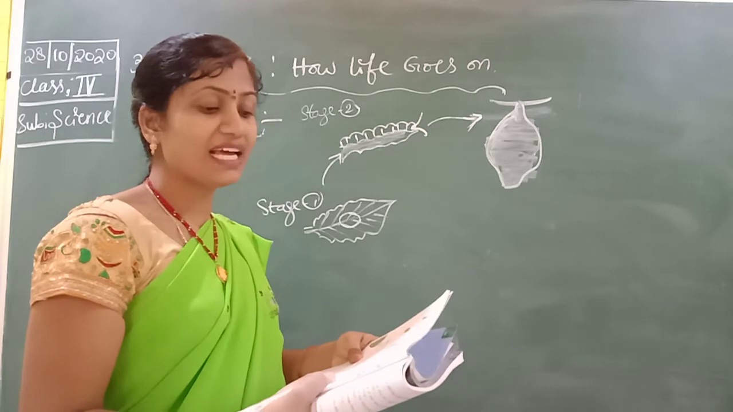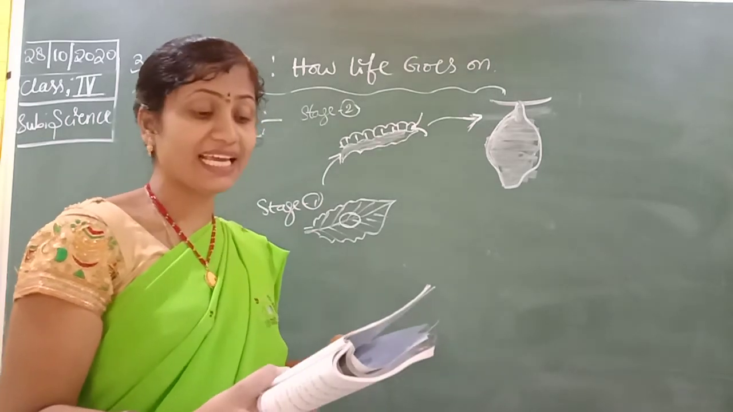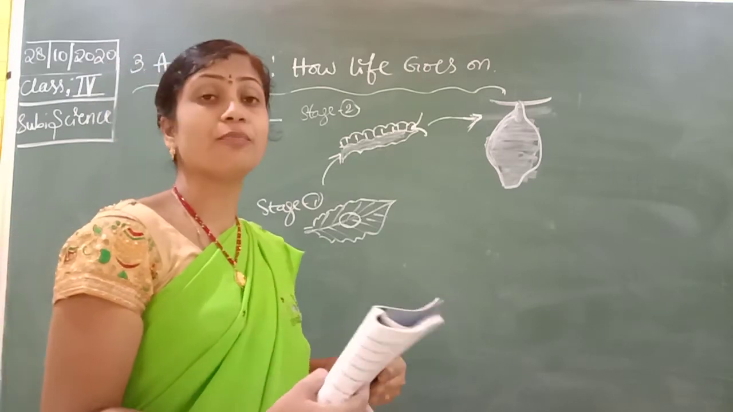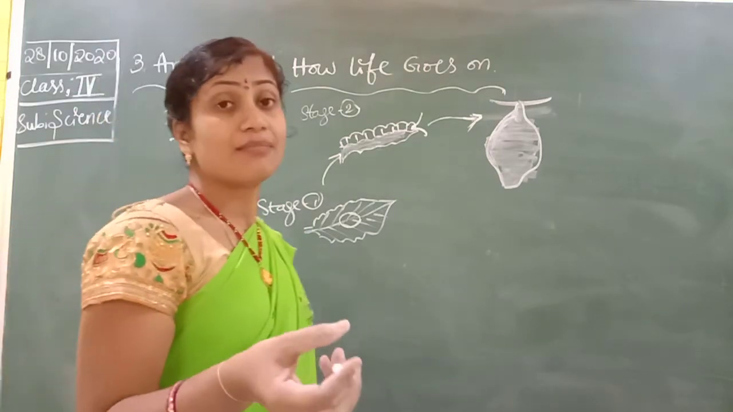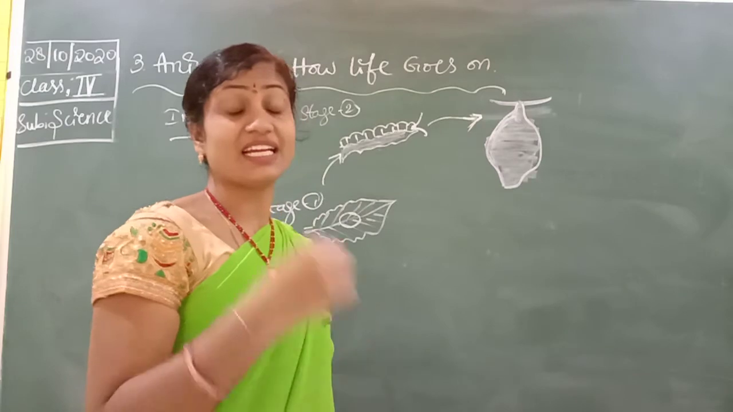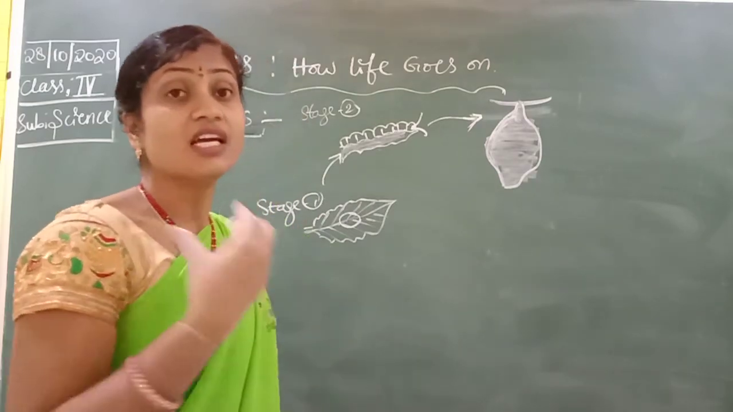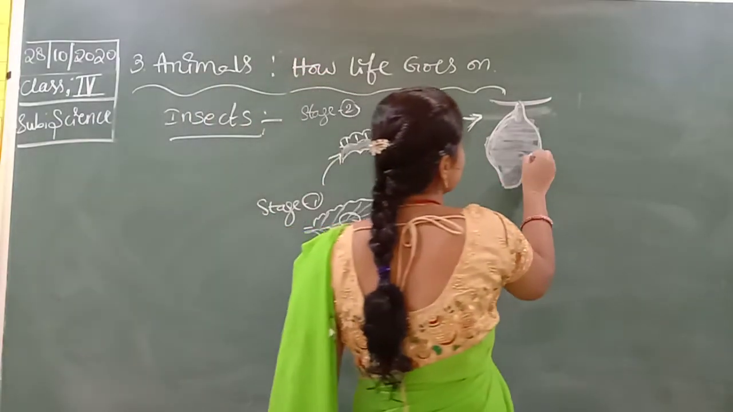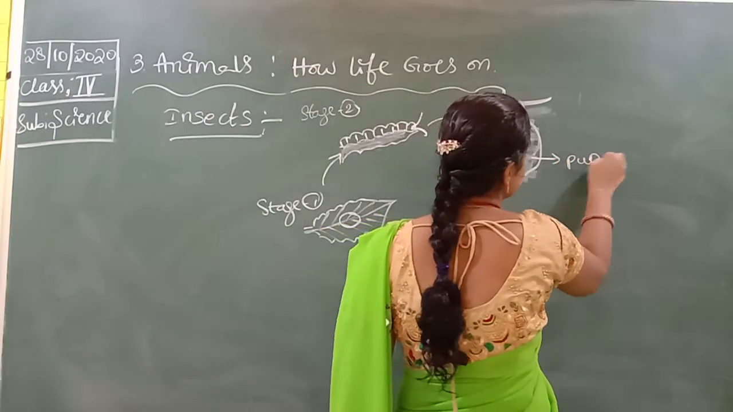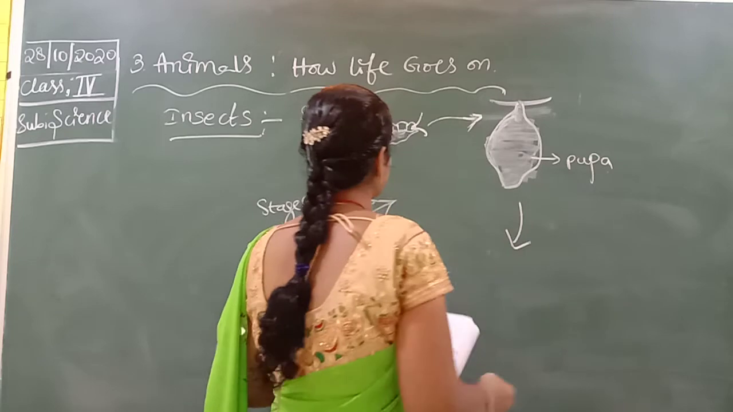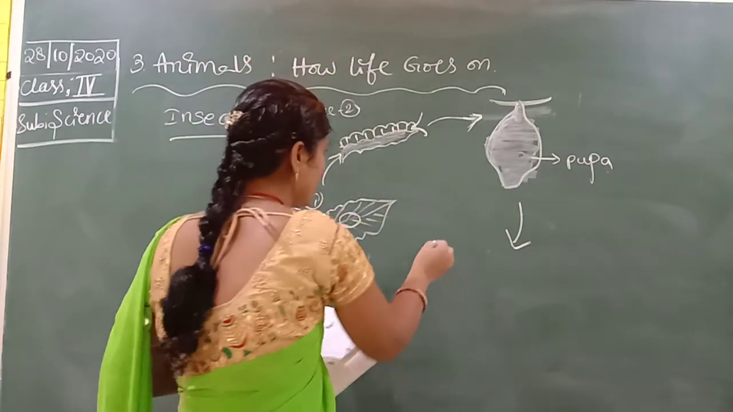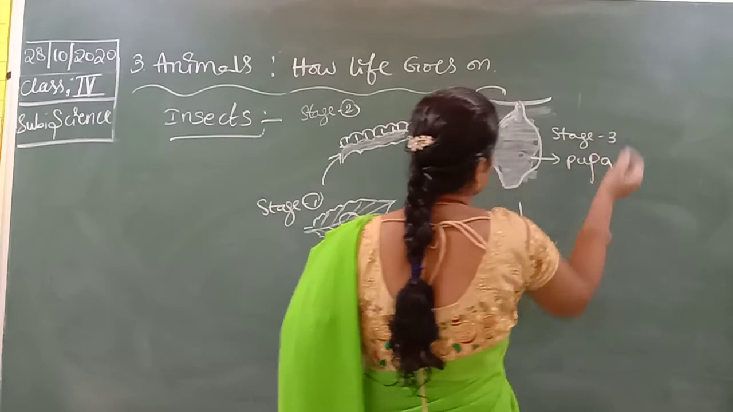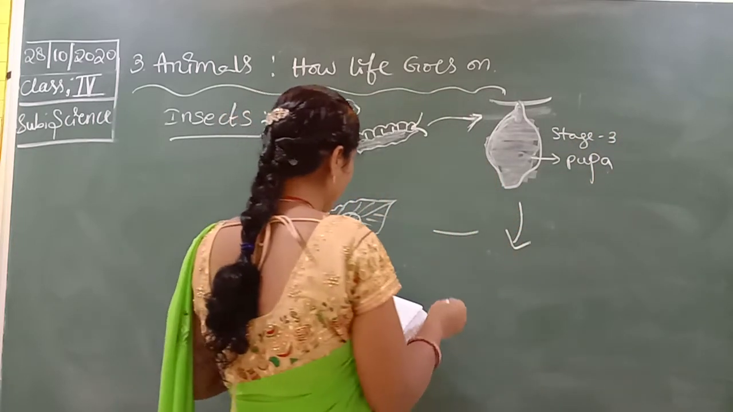So the caterpillar eats leaves and grows rapidly. After some time it stops eating and forms a covering called a pupa. After some days it stops eating and totally covers its body, and that is called a pupa. Okay, this is the pupa. This is stage 3. Okay, next, stage 4.